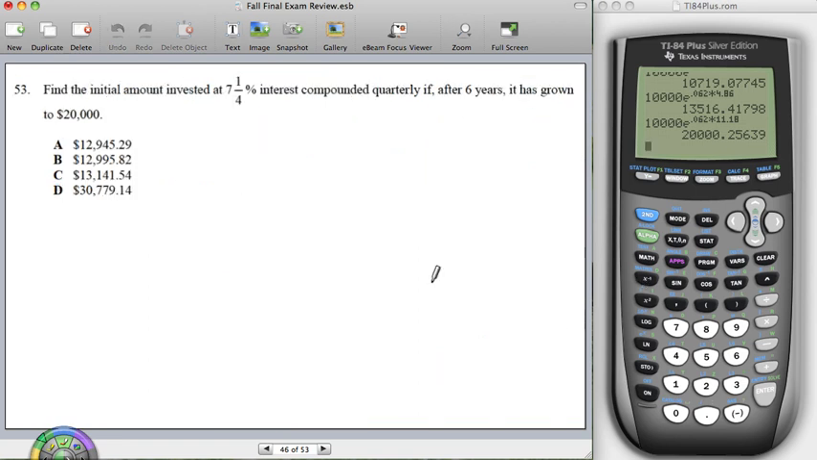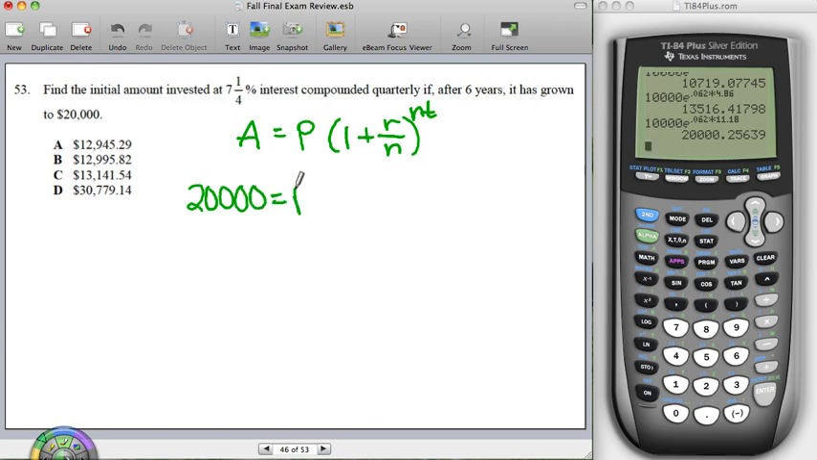Find the initial amount invested at 7.14% interest compounded quarterly if after 6 years it has grown to $20,000. So your formula for this is your principal times 1 plus r over n to the nt. I believe you're given these formulas for your final, but I will double check, so don't take my word on that. We want to find out what our principal is, but our final amount is $20,000. Our rate is 7 1/4, so that's 0.0725. Compounded quarterly, so that's over 4 to the 4t, so 6 years.